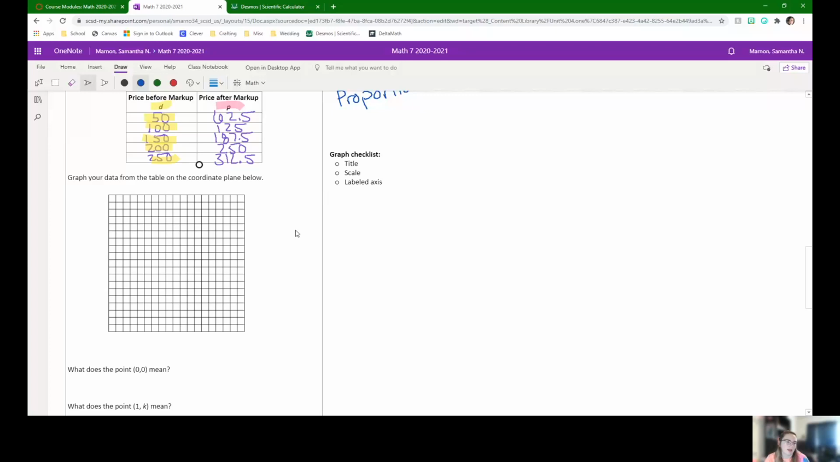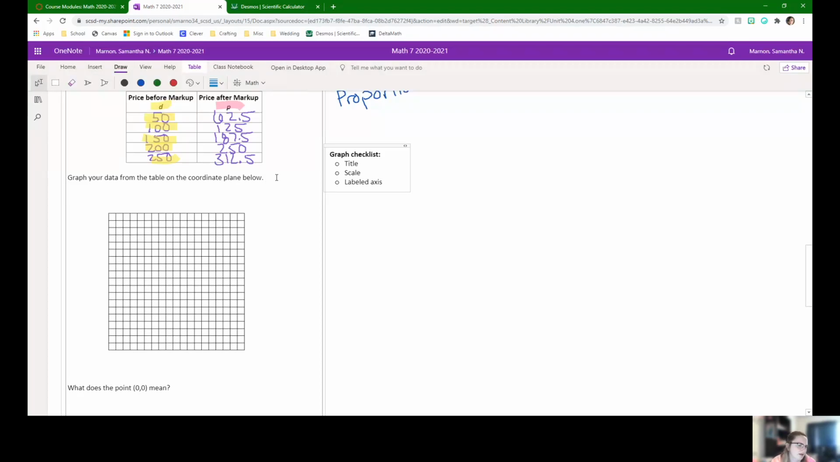So for now, we're going to make a graph of our data. So why don't you pause the video and see if you can plot these points on this graph. If you need help, I'll show you how to set it up. So if you need some help, let's start setting this up. So first we have a checklist over here. We need a title. So maybe you want some more room. I'm just going to say prices after 25% markup. So just fill that in. So we got a title.